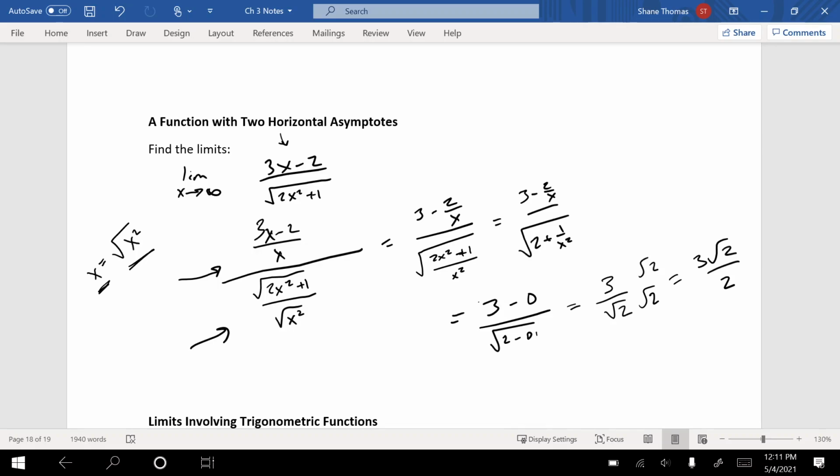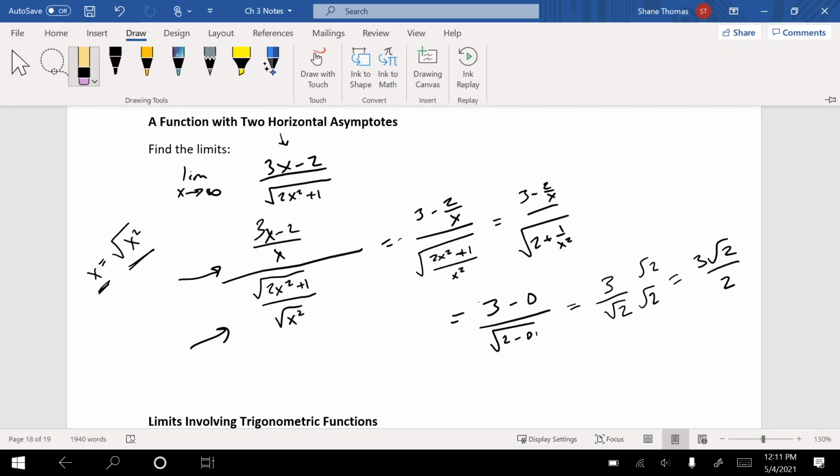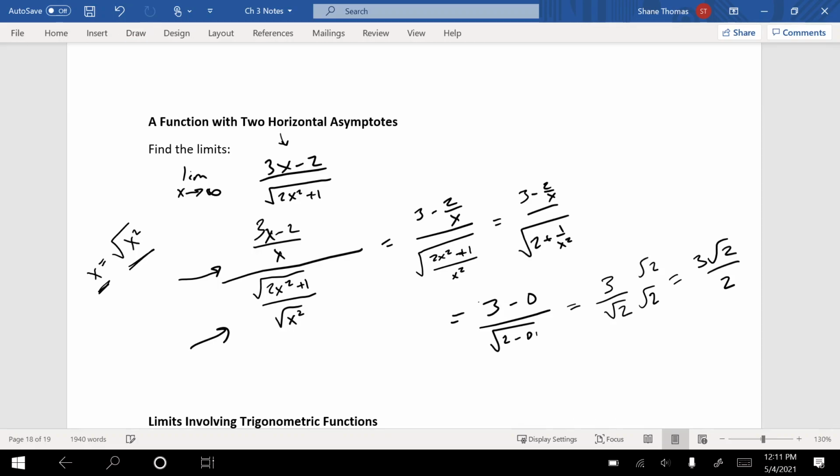All right, now I have it written down here, but if I would do it for negative infinity, if I was approaching negative infinity, all that would change is you basically put a negative out front. Okay, so what do you think it's going to approach then? Negative 3 root 2 over 2. It's the only thing that would change. Okay. Questions?